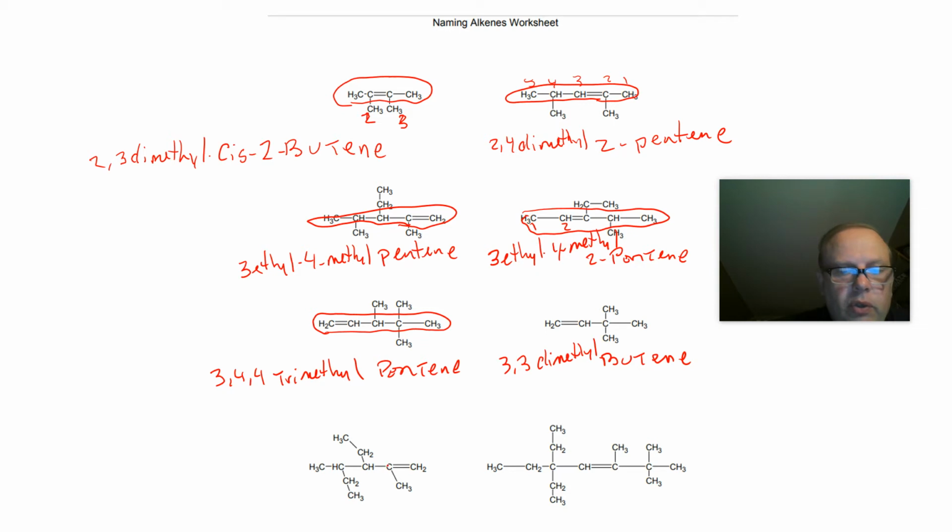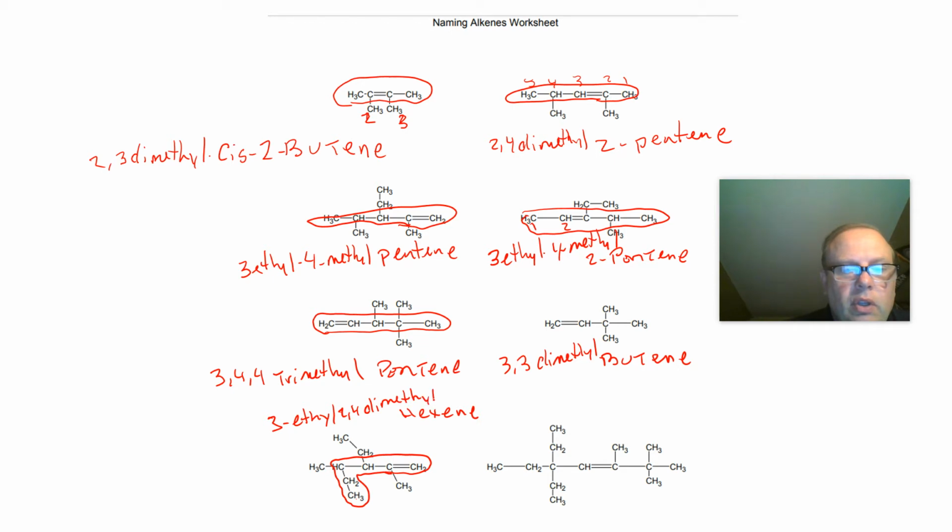Here, I think 1, 2, 3, 4, 5, 6. 1, 2, 3, 4, 5. So I think on this, we want to take the longest continuous chain, which is going to look like that. Okay. And that's going to be 1, 2, 3, 4, 5, 6. So it's going to be hexene. No reason to say 1-hexene because it's on the first. And we have 1, 2, it'll be 3-ethyl. And 1, 2, 3, 4, 2, 4 dimethyl hexene. Make that all one word. These get to be really long.